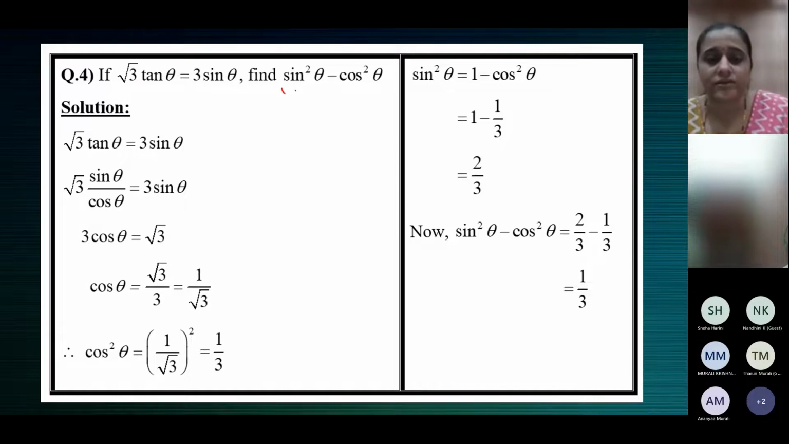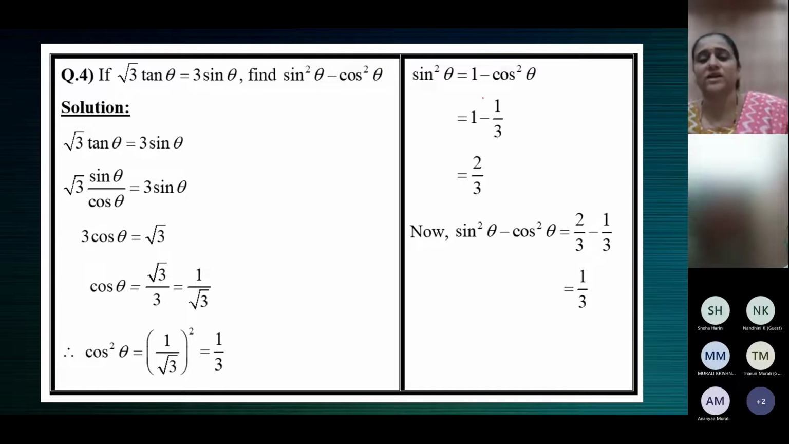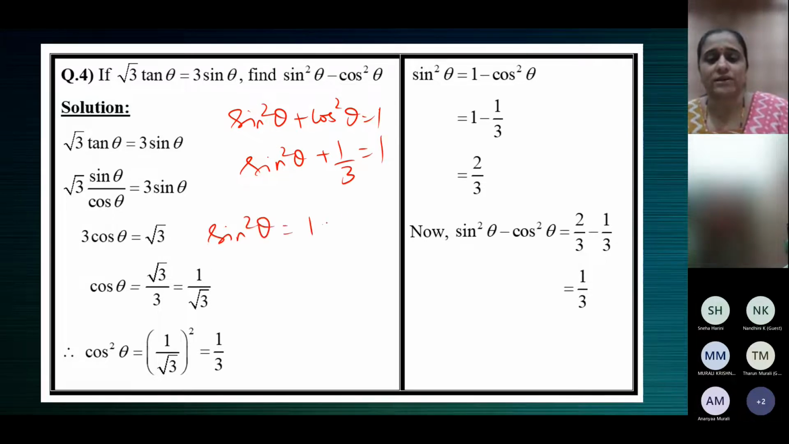Now we got the value of cos square theta. We need to find the value of sin square theta. We can find that using the identity. We know that sin square theta plus cos square theta is equal to 1. What is cos square theta? 1 by 3. So sin square theta plus 1 by 3 is equal to 1, so sin square theta is equal to 1 minus 1 by 3.